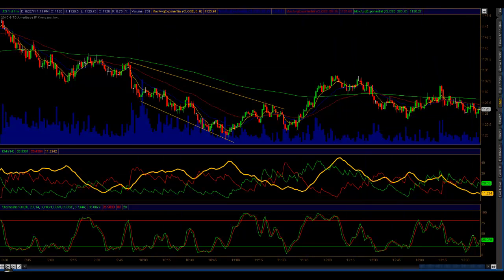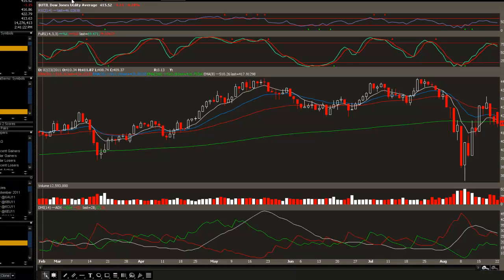Okay, so I'm going to go into some longer term charts now, and show you how to use this when looking for swings or just doing your nightly scans. Let's see what we have here.